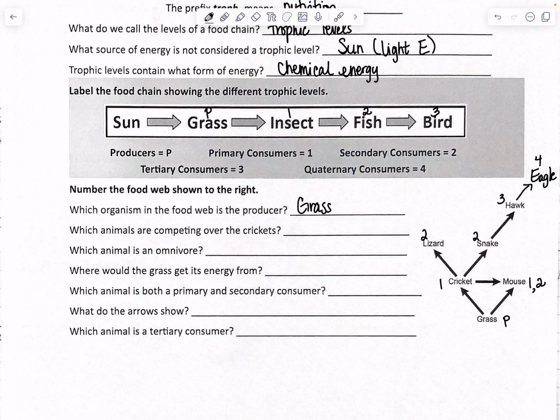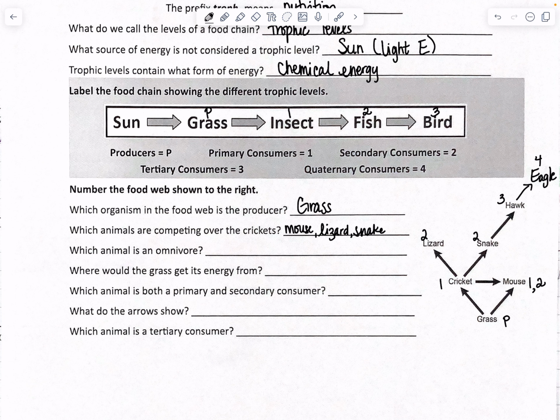Which animals are competing over the crickets? So in other words, who all are eating crickets? Well, there are three things eating crickets. Your mouse, your lizard, and your snake all eat crickets. That means they're all competing for the crickets.